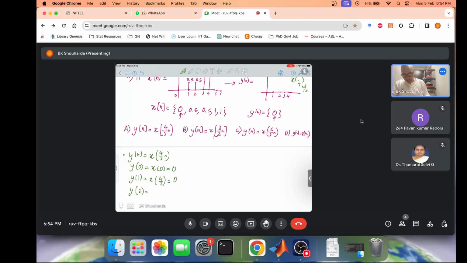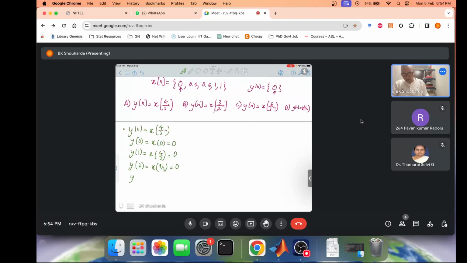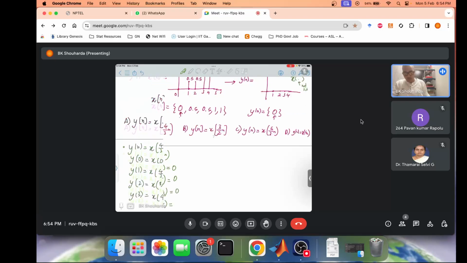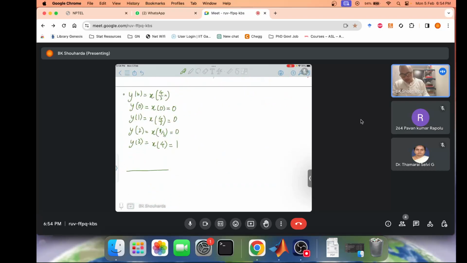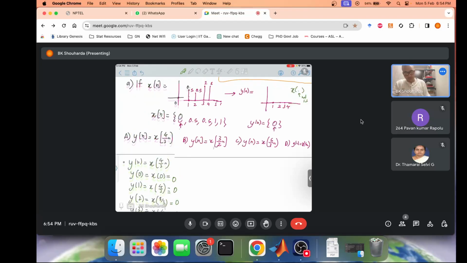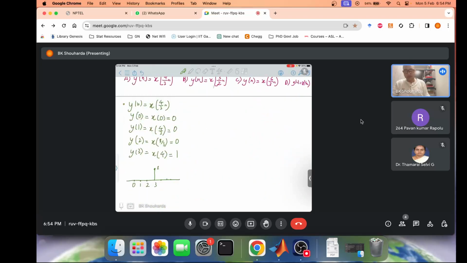Then y[2], that's x[8/3], that's still 0. y[3], that's x[4]. So what's x[4]? That's 1. So our signal will look something like this: 0, 1, 2, 3. At 3 you have 1 and everywhere else 0. So you see over here it doesn't look like y[n]. y[n] is all zeros, so it's incorrect.